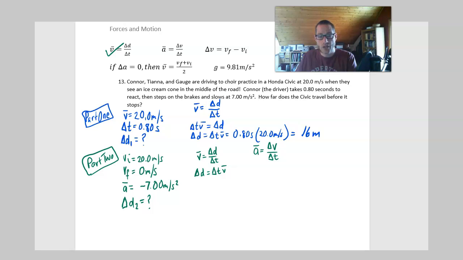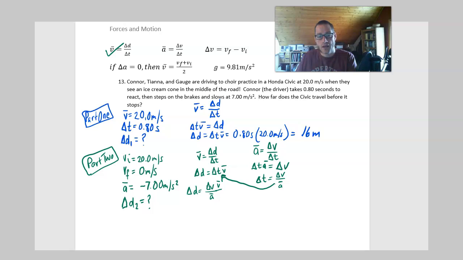Now we rearrange the equation. We'll multiply both sides by delta t. So delta t a bar equals delta v, and then we'll divide both sides by a bar. So delta t is equal to delta v over a bar. Okay, we'll substitute that in for the delta t, and so we'll have delta t is equal to delta v over a bar, and actually times v bar, but I'll just put the v bar up here like that.